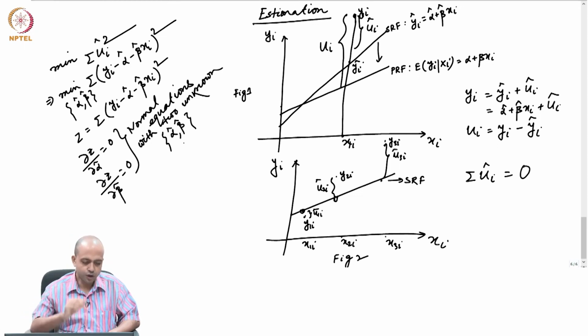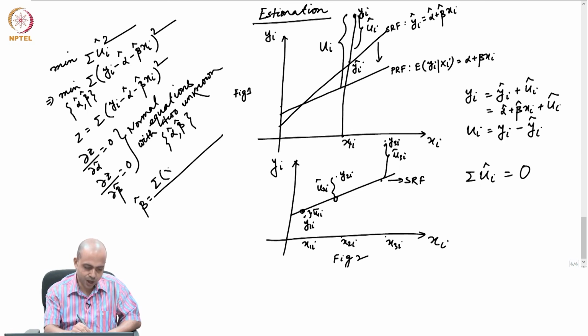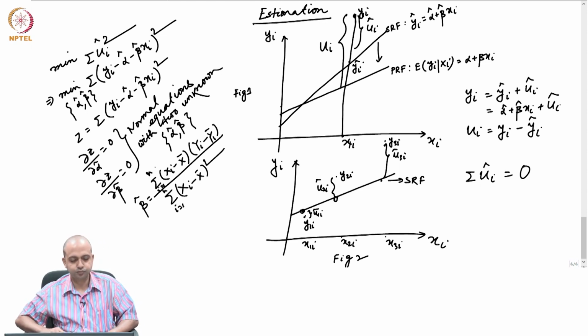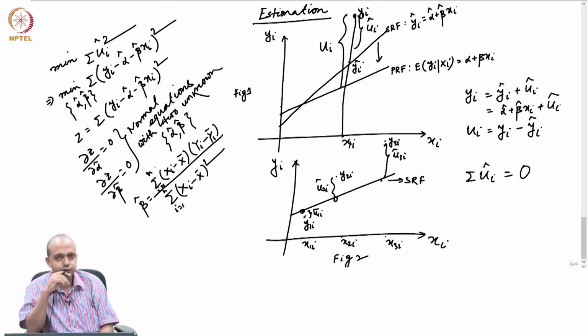Right. So, if you do so, then what will you get? If you solve these two equations, you will get your beta hat equals summation xi minus x bar, yi minus y bar, divided by summation xi minus x bar whole square. This is i running from 1 to n. Okay, this is your beta hat.